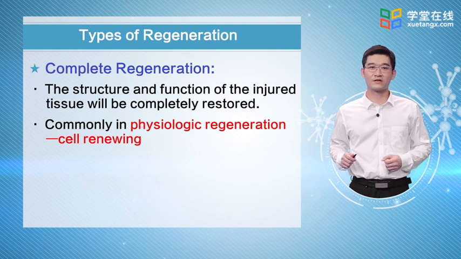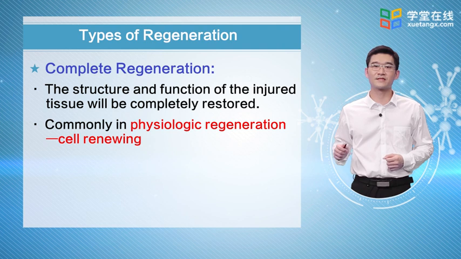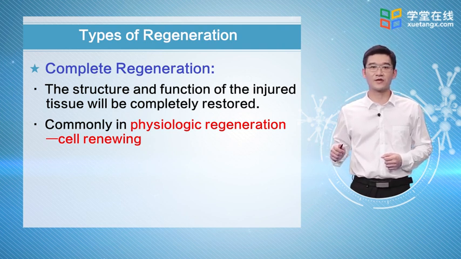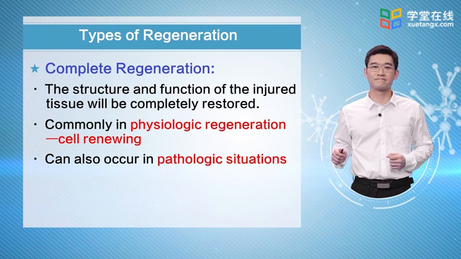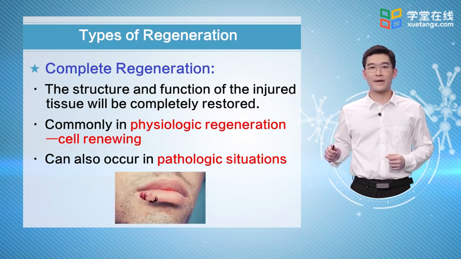Examples of physiologic regeneration are the continual replacement of epidermal cells in the skin and epithelial cells lining the gastrointestinal tract. However, in pathologic situations, complete restoration is also possible in tissues with good regenerative capacity. An example is the repair of the minor skin wound.